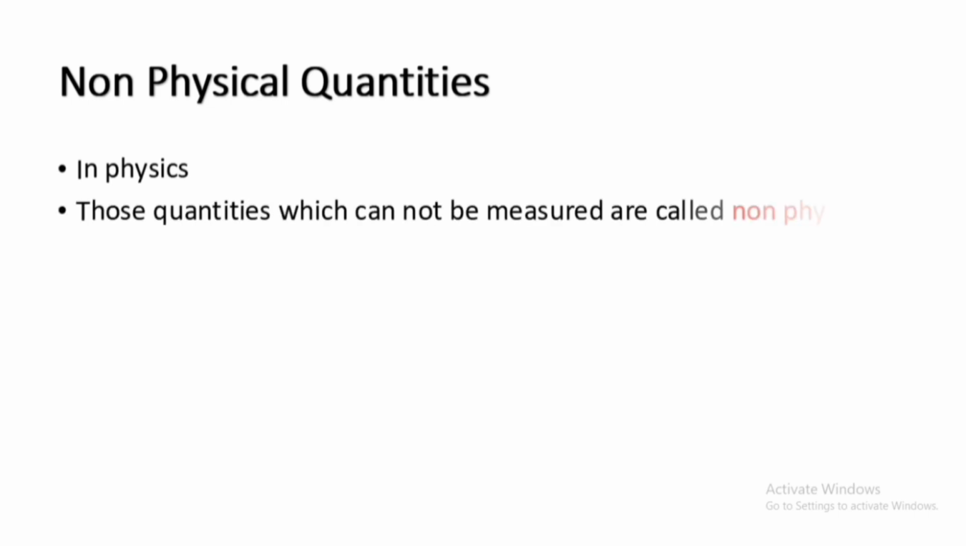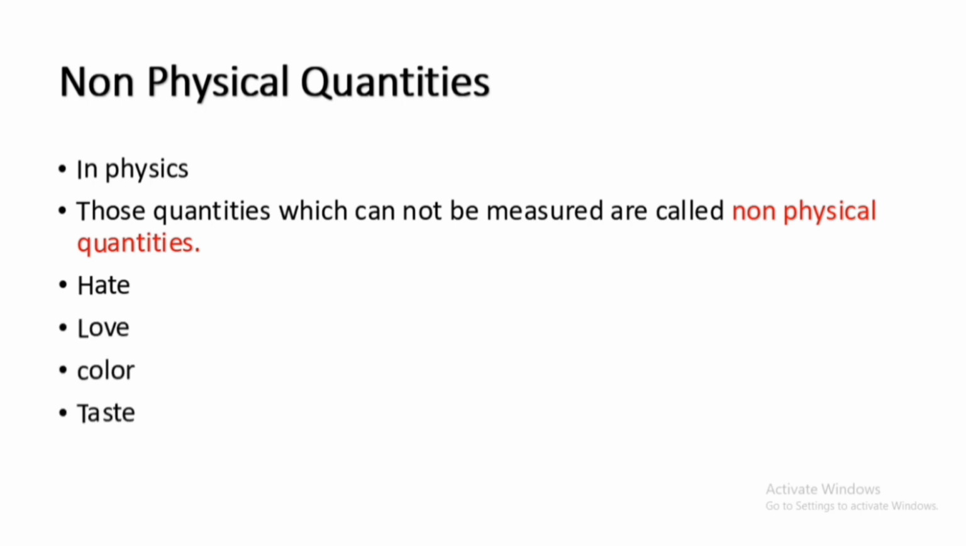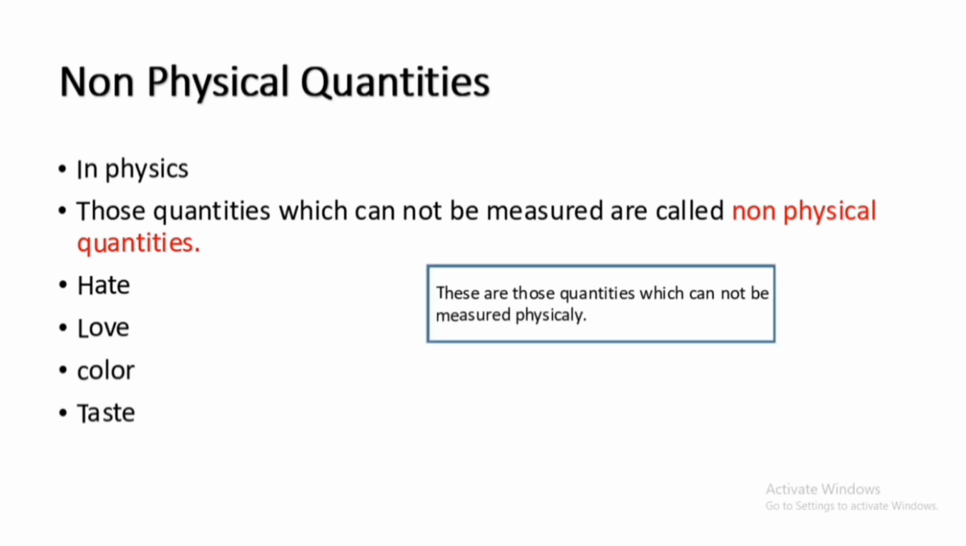First of all, what are non-physical quantities? In physics, those quantities which cannot be measured are called non-physical quantities. For example, heat, love, color, taste, etc. So these are those quantities which cannot be measured physically. So these are called non-physical quantities.